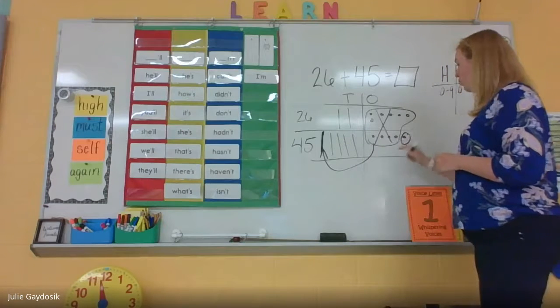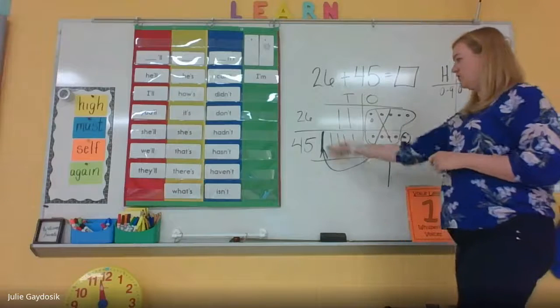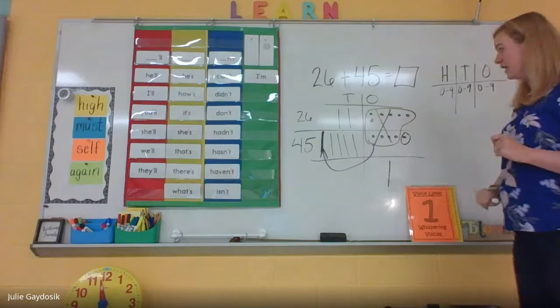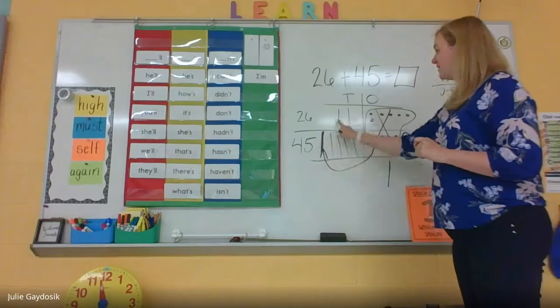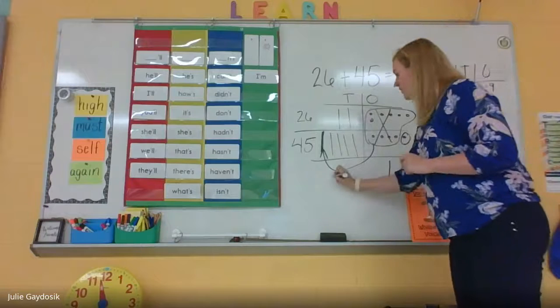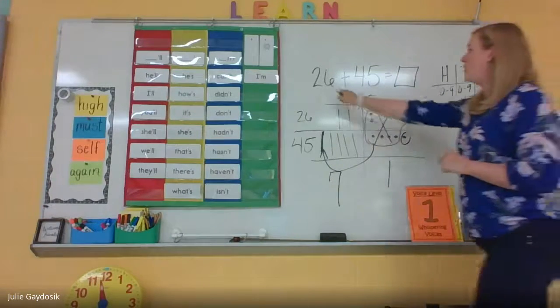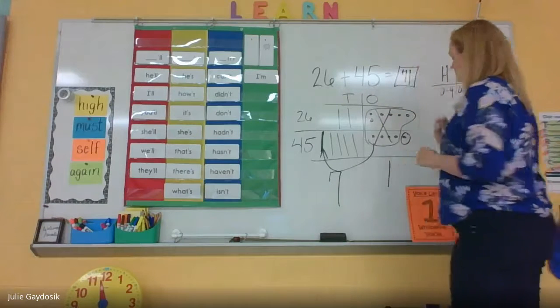Now I only have 1 one left. So there's no longer these ones because I shipped it over and made it a new 10. So there's 1 one here. And then there's 1, 2, 3, 4, 5, 6, 7. So now there's 7 tens here. So 26 plus 45 equals 71.